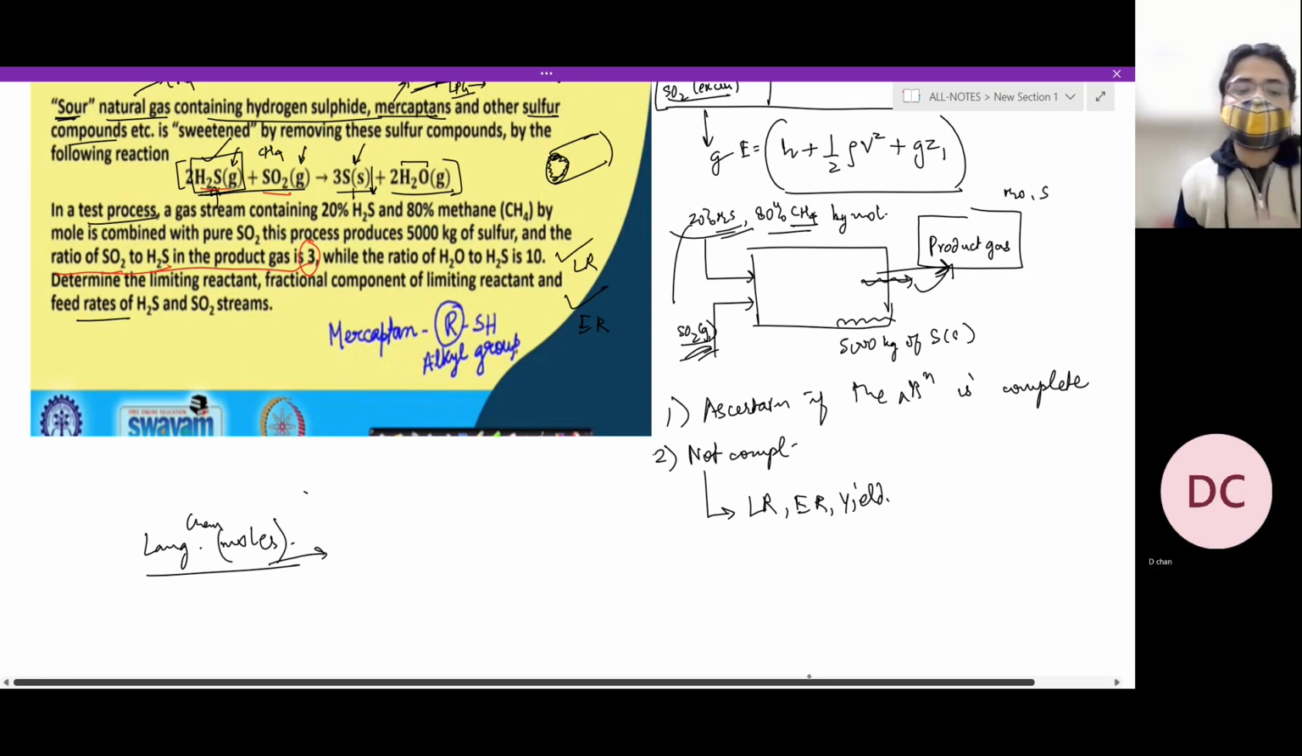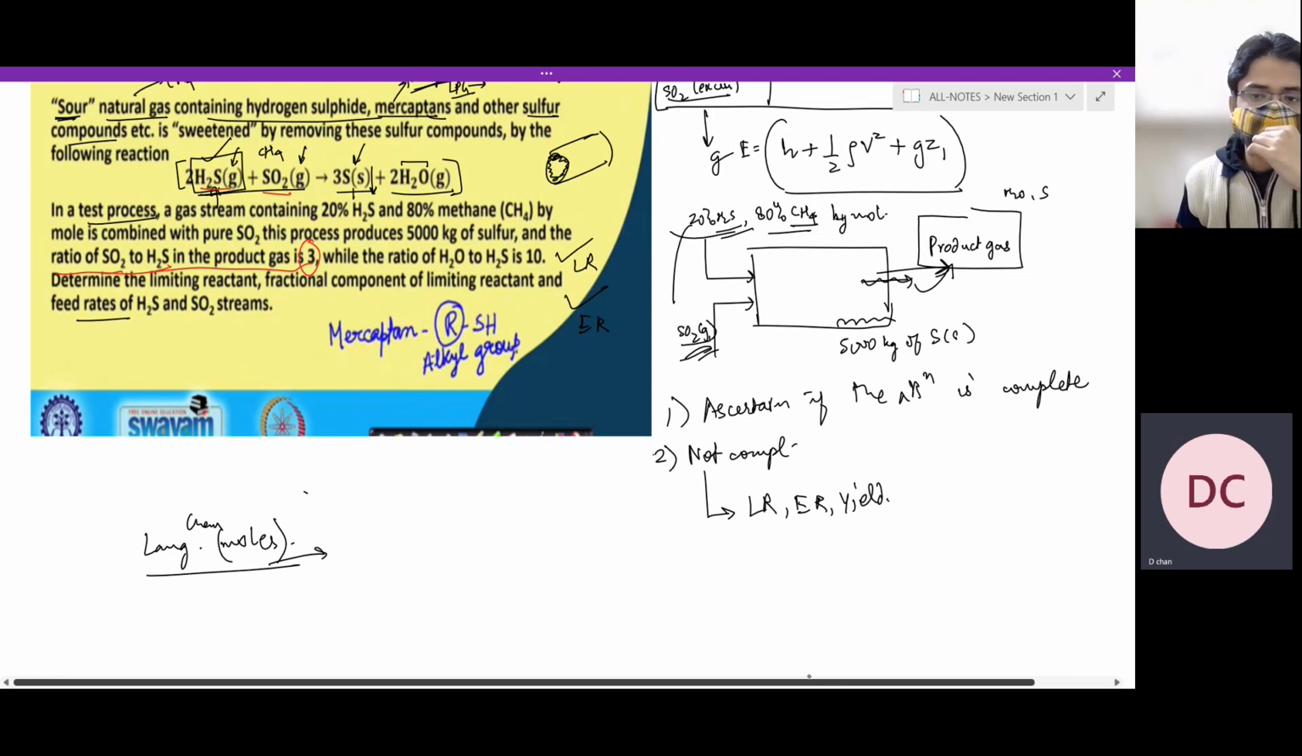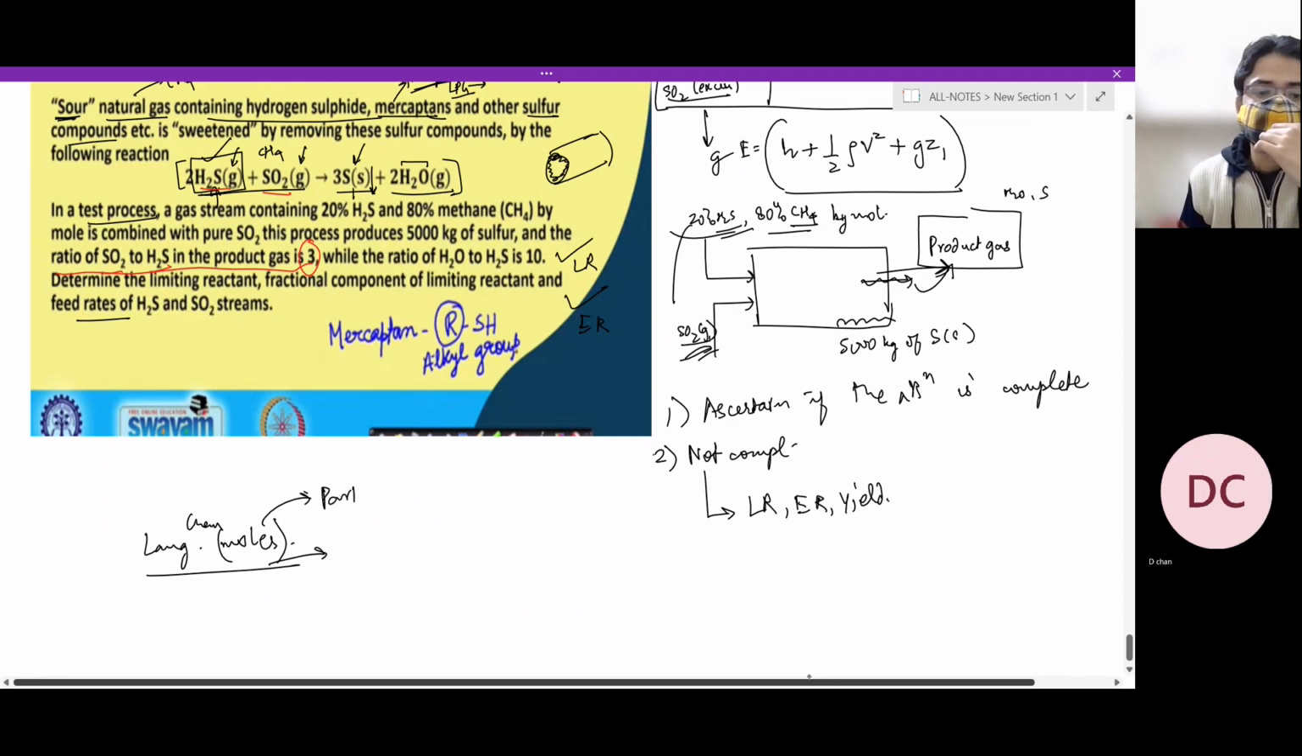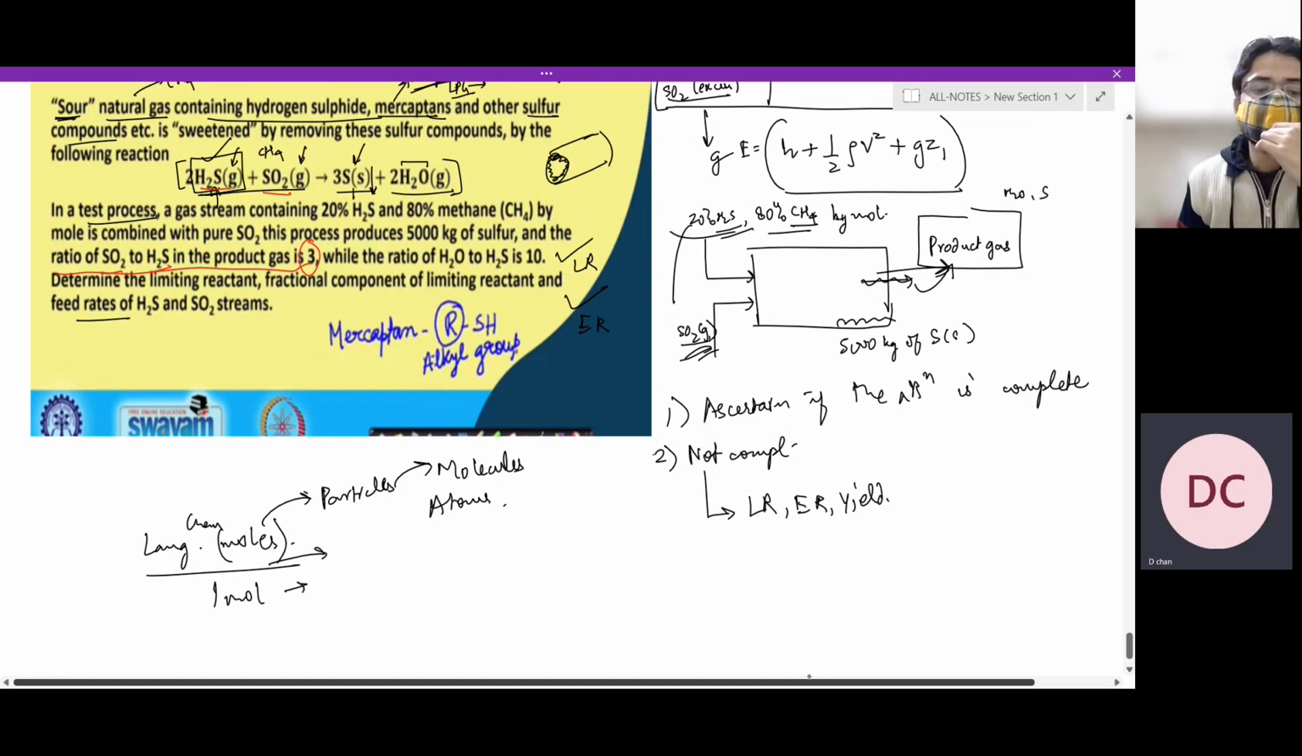Do you actually know why we talk in moles? Considering that equation, that is right to a certain extent, because moles represent particles. Particles could be molecules, or atoms, or anything. So 1 mole of anything contains Avogadro's number of particles.